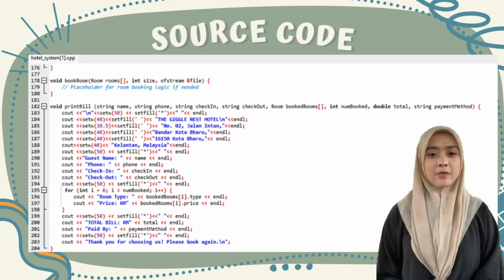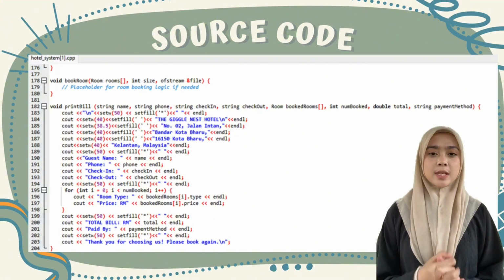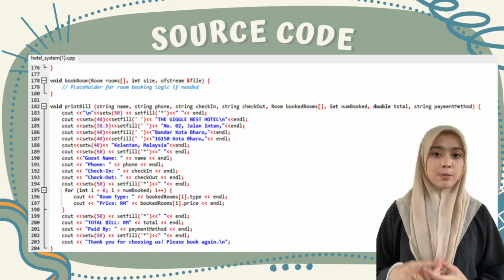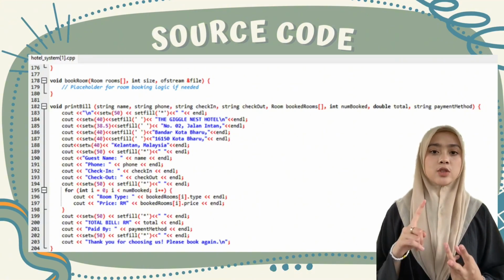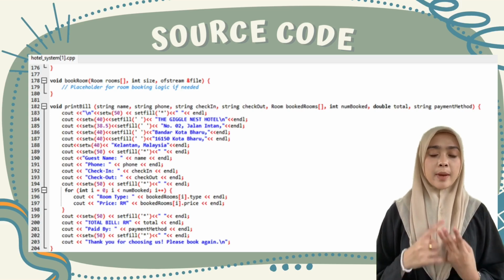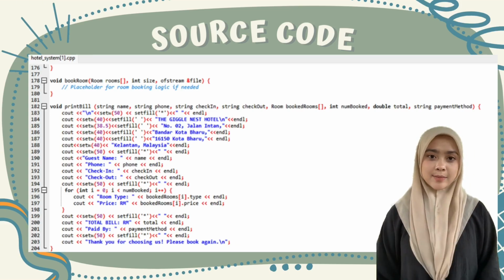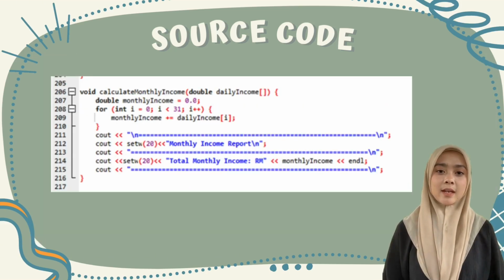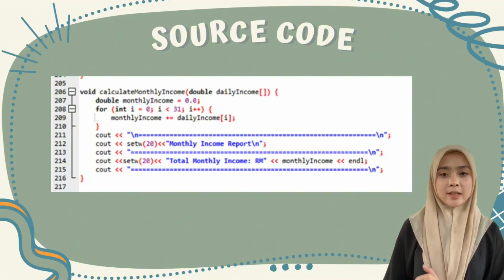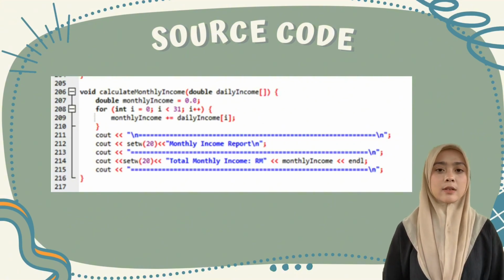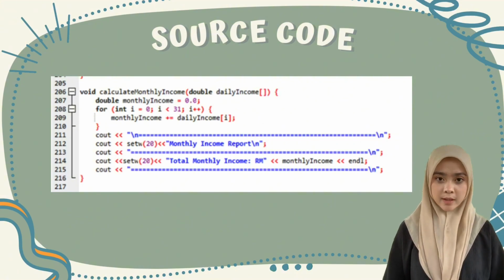The print bill function generates a detailed receipt with guest details, book rooms and their price, additional charge and total, payment, and also payment method. The calculate monthly income function adds up daily income to calculate the total revenue for the month.